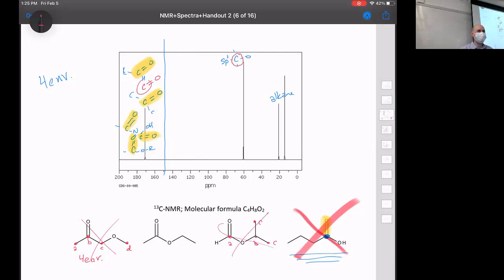So which one do you think it is? It definitely is correct. But let's go through and just make sure. So it has 4 environments, A, B, C, and D. So which one goes with which signal?